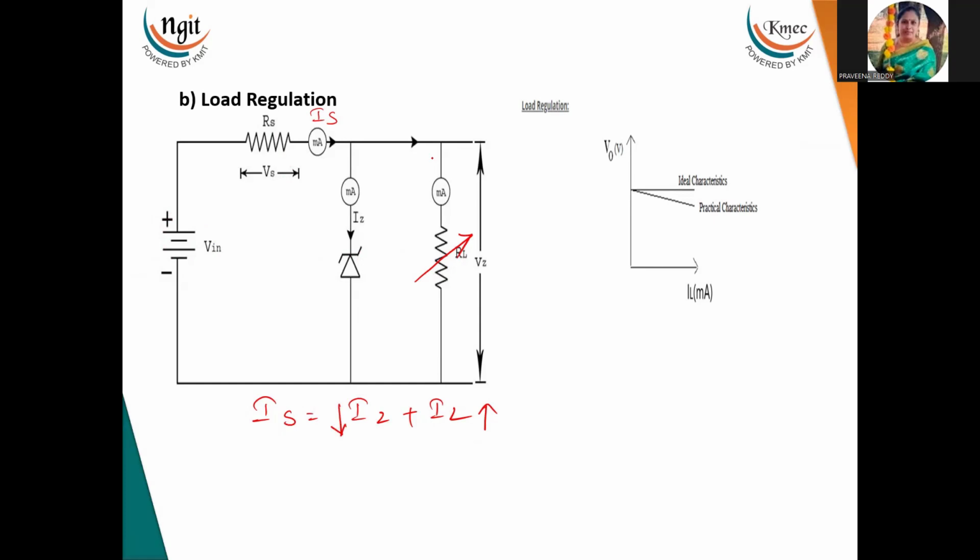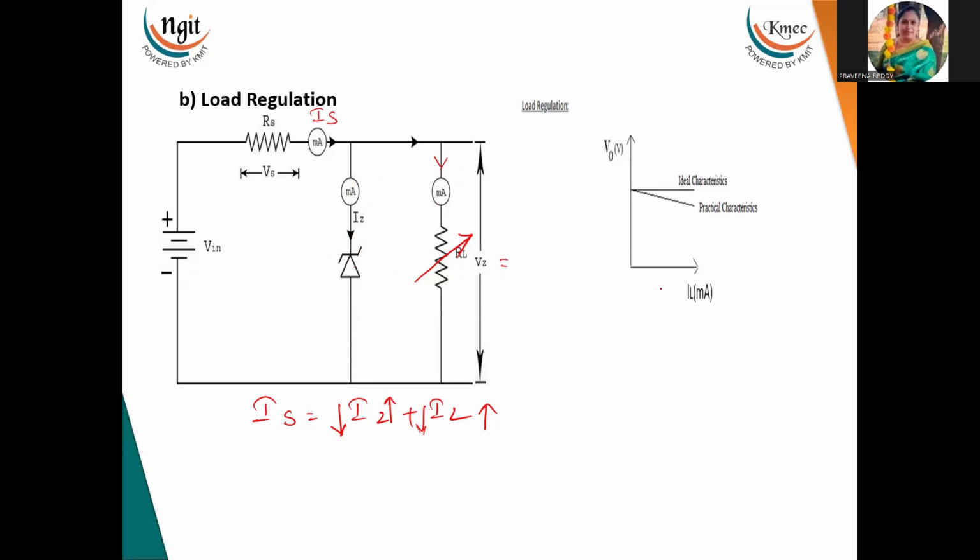Why? Because if more current is drawn by the load, then the Zener will take less current. If less current is drawn by the load, then the remaining excess current is drawn by the Zener. If the load current is reduced, the Zener current increases, meaning the Zener draws more current. Like that, it maintains the output voltage constant. So this is about the load regulation.